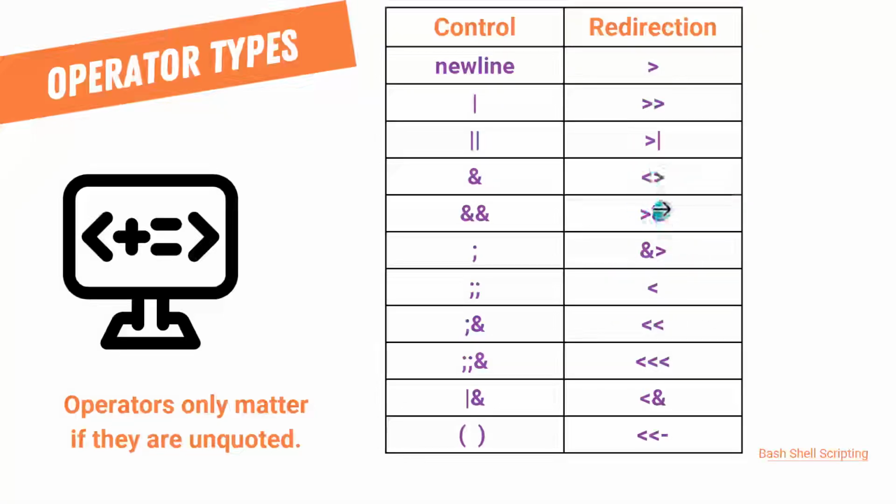I don't think it's necessary to memorize all these operators. Note that operators only matter if they are unquoted. And also keep in mind that alias expansion is performed at this step too.